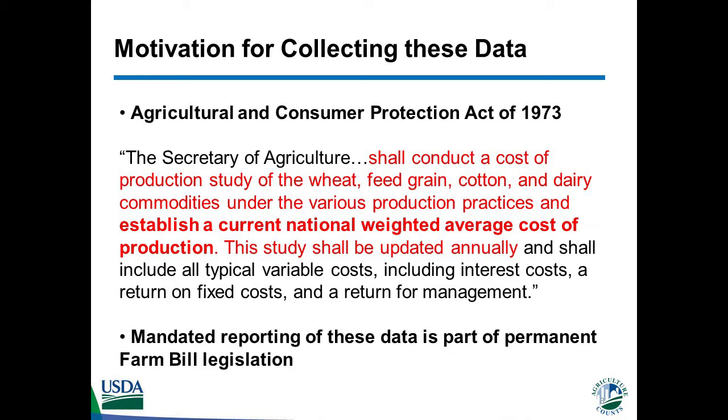The beginnings of the cost and return data series go back to the 1973 Farm Bill, also known as the Agricultural and Consumer Protection Act of 1973. This mandate specifies which commodities to include, which costs to compute, and that the estimates shall be updated annually. Mandated reporting of these data are part of the permanent Farm Bill legislation, which is rolled over into successive Farm Bills unless otherwise changed.